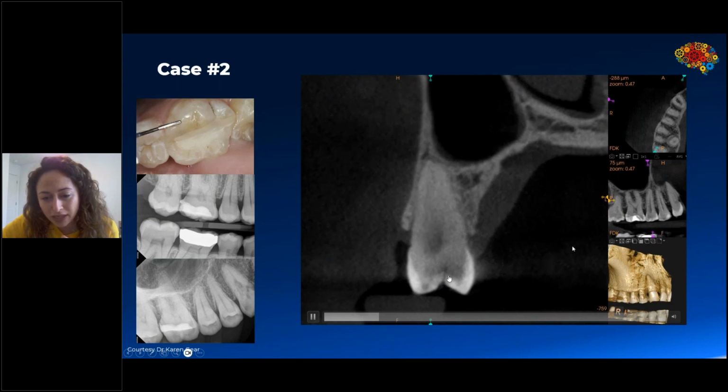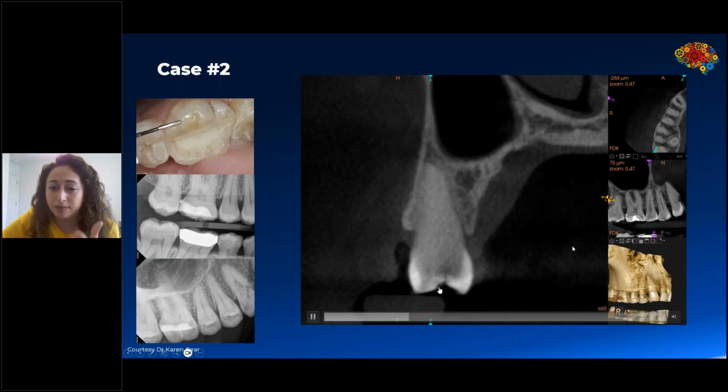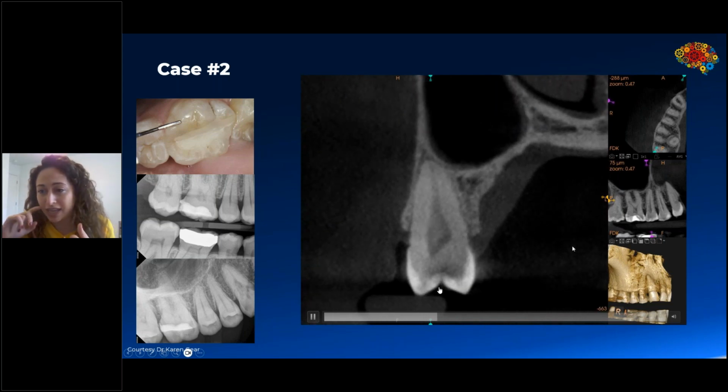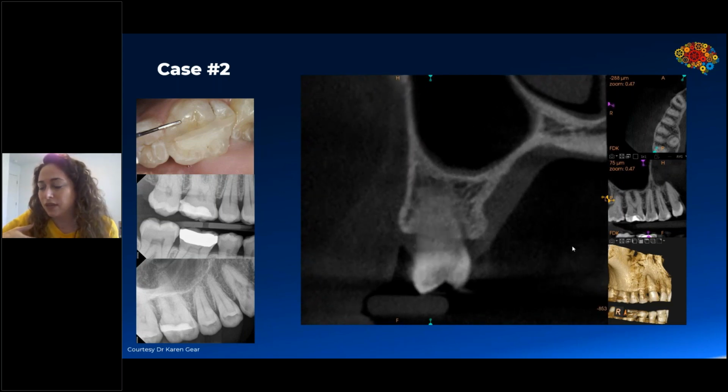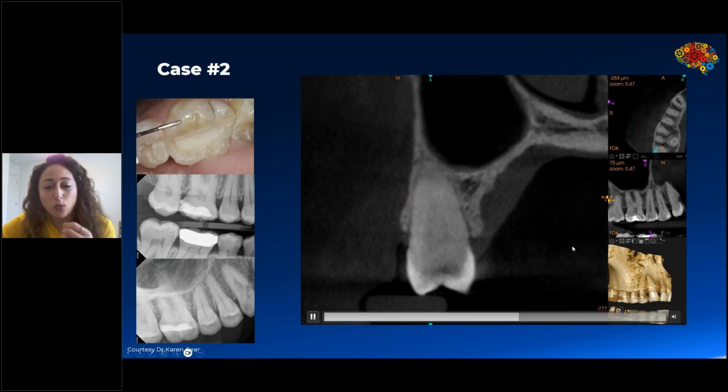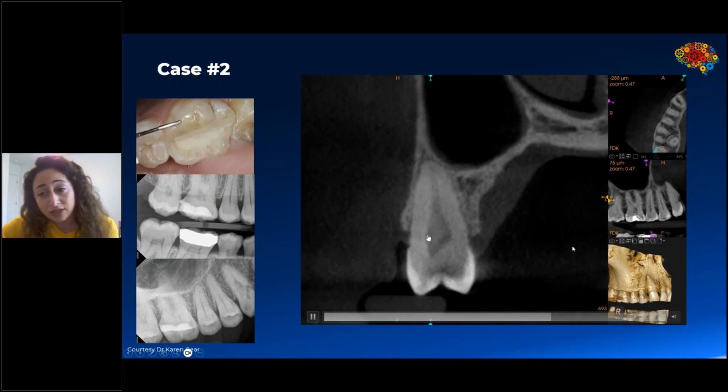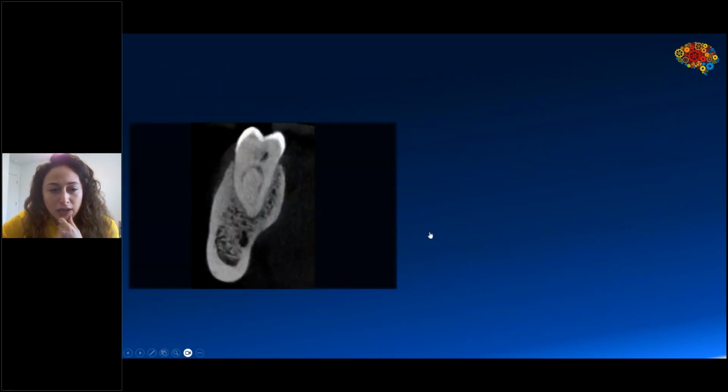And as you're scrolling, we can see how deep that fracture extends, and it will give you more insight on what you can do to treat this patient. So here's another example of the same scenario.